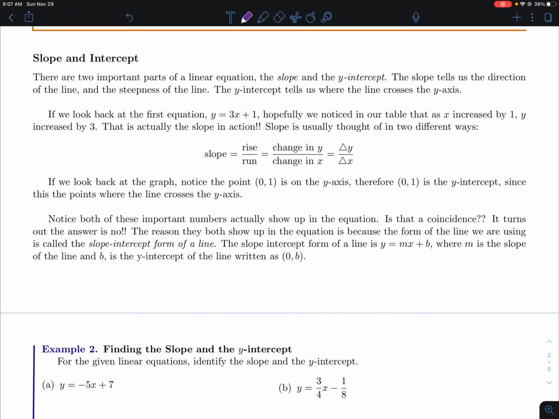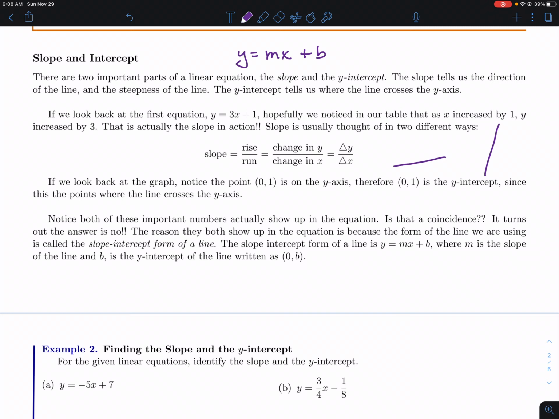All right, so just like I had mentioned before, y equals mx plus b is what's called the slope-intercept form of a line. They're the two most important things of a line, because the slope is going to tell us what direction the line is going to go, and the steepness of the line, whether it's going to be a flat line, or whether it's going to be a steep line that goes straight up in the air. So those are important things.